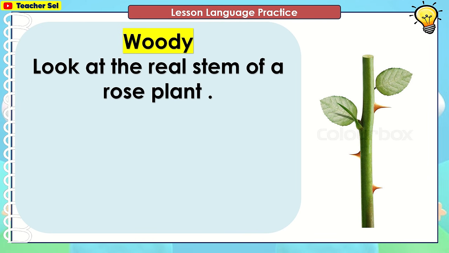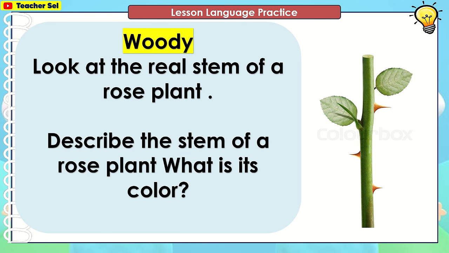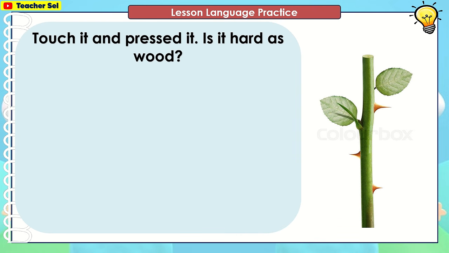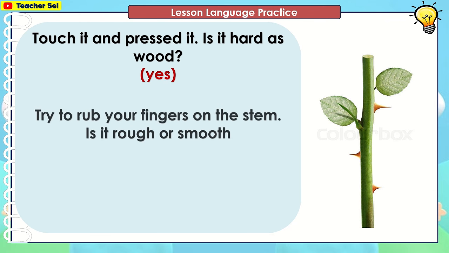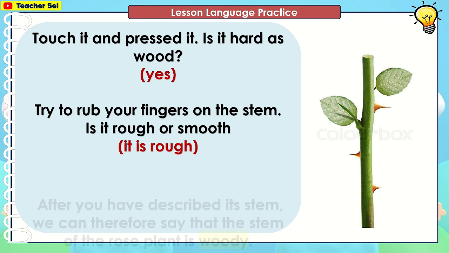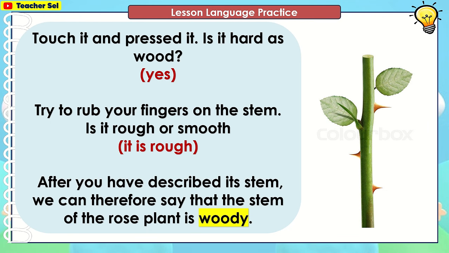Woody. Look at the real stem of a rose plant. Describe the stem of a rose plant. What is its color? Touch it and press it. Is it hard as wood? Yes. Try to rub your finger on the stem. Is it rough or smooth? It is rough. After you have described its stem, we can therefore say that the stem of the rose plant is woody.